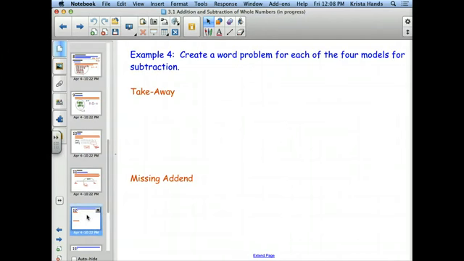Create a word problem for each of the 4 models for subtraction. So that's what you guys are going to do next. Within your group, I want you to create 4 different word problems. And they should all be different because, as we talked about, there are different connotations to what's really going on when you're doing comparison versus takeaway. So in your group, create 4 different questions that you could ask a second or third grader that would demonstrate these different models for subtraction. That's what you're going to be doing for the next few minutes.